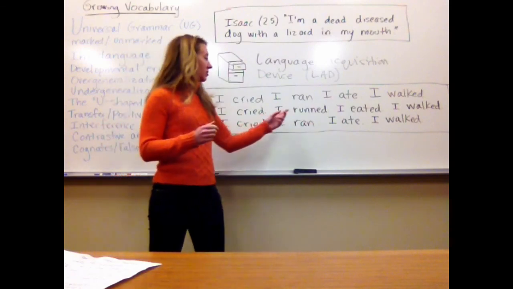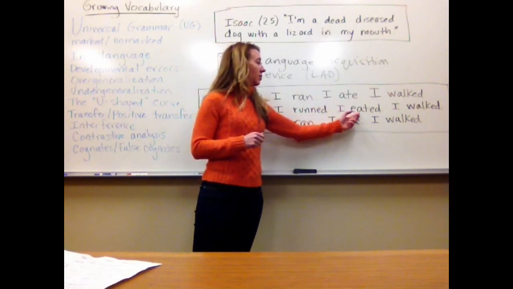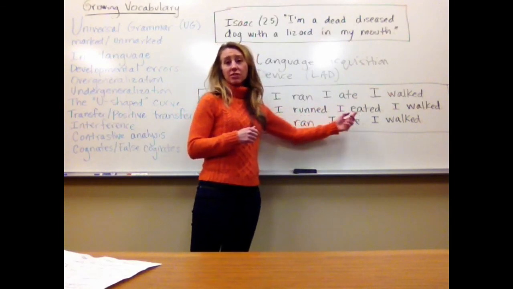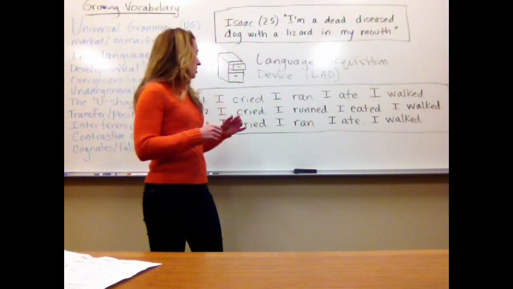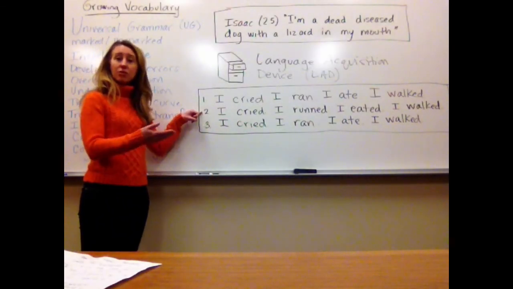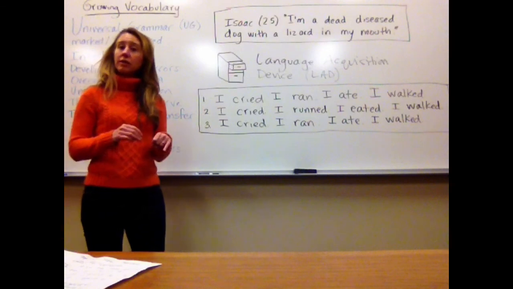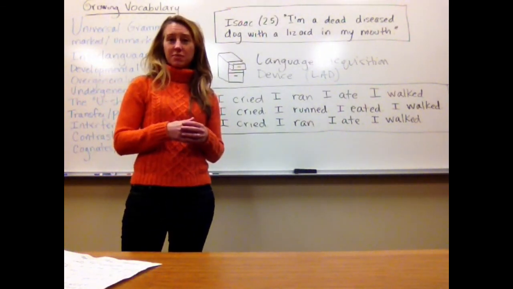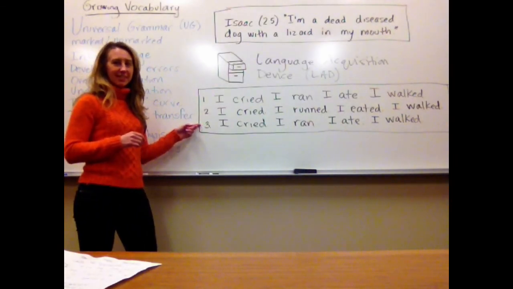If you guessed that the correct past tense of run and the past form of eat are irregular, they don't follow the rule, then you were right. What we have here is a child applying the rule of how to form past tense across the board and ignoring the exceptions. Take a look at stage 3. And again, everybody gets here. I cried, I ran, I ate, I walked.